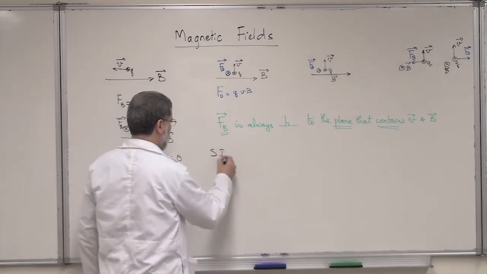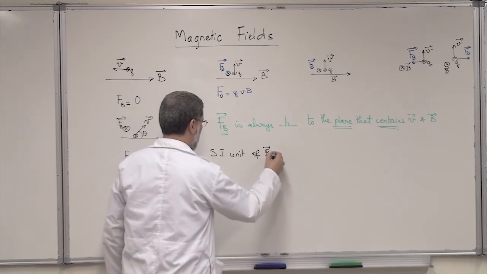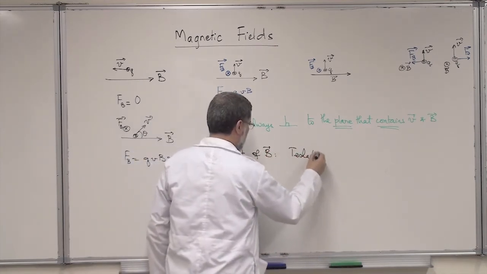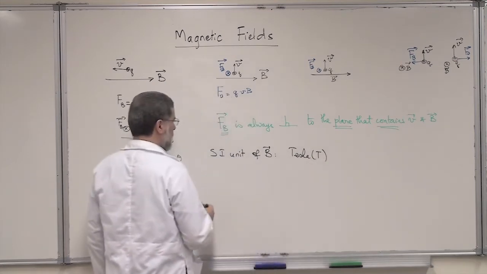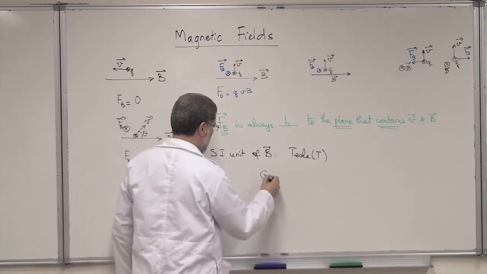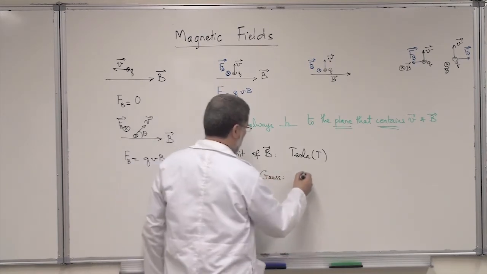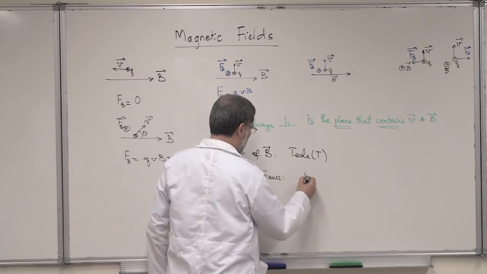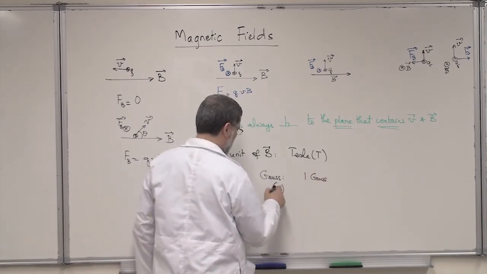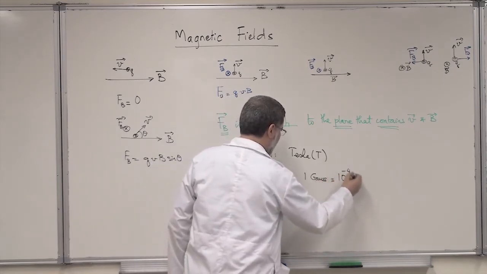The SI unit of B, the magnetic field, is the Tesla, T. There's another unit which is not an SI unit, the Gauss, the letter G. One Gauss is 10 to the power minus 4 Tesla.